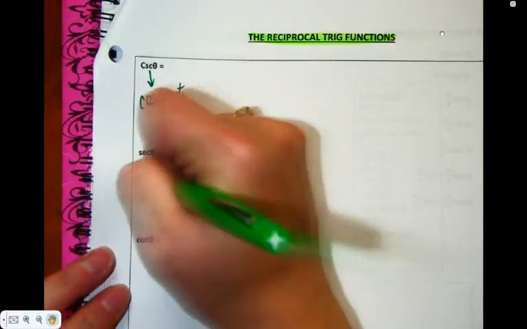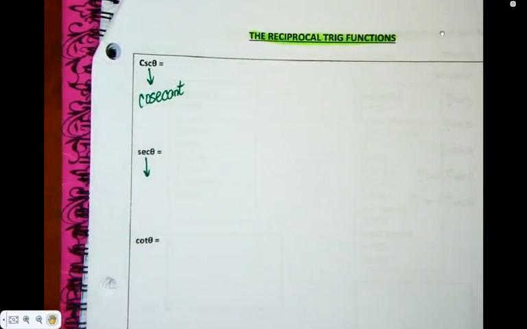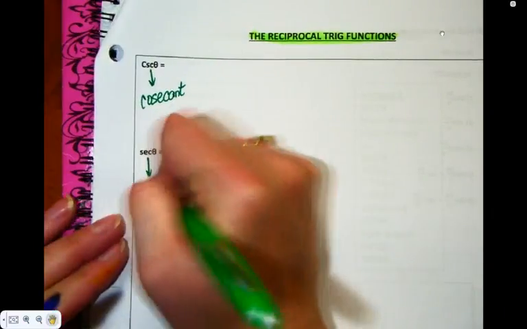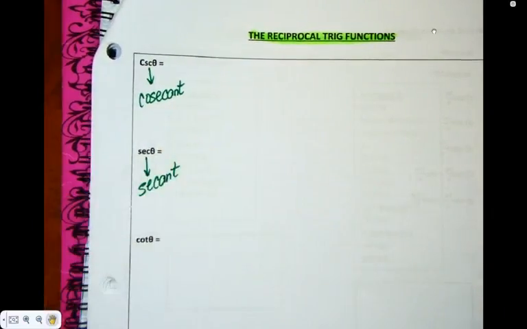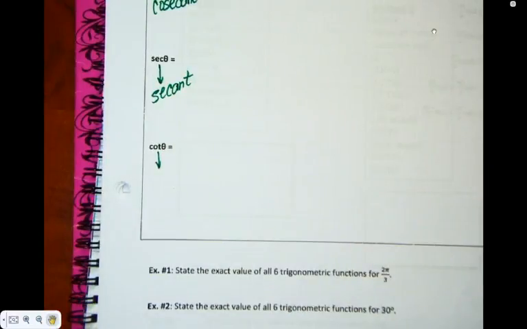This girlfriend down here is not "sec." Even though that doesn't sound as stupid, we just don't call it that. Her name is secant. Again, I say secant, I don't know why. And the third girlfriend we don't call "cot." We just don't. Because if the other two don't have shortened names, this one can't have a shortened name. This is cotangent.